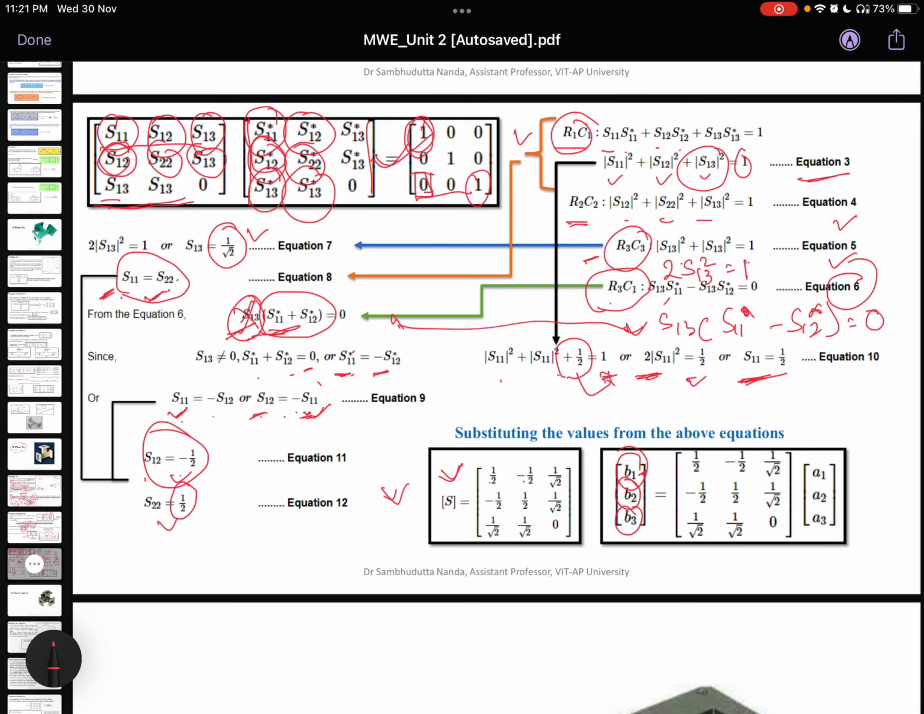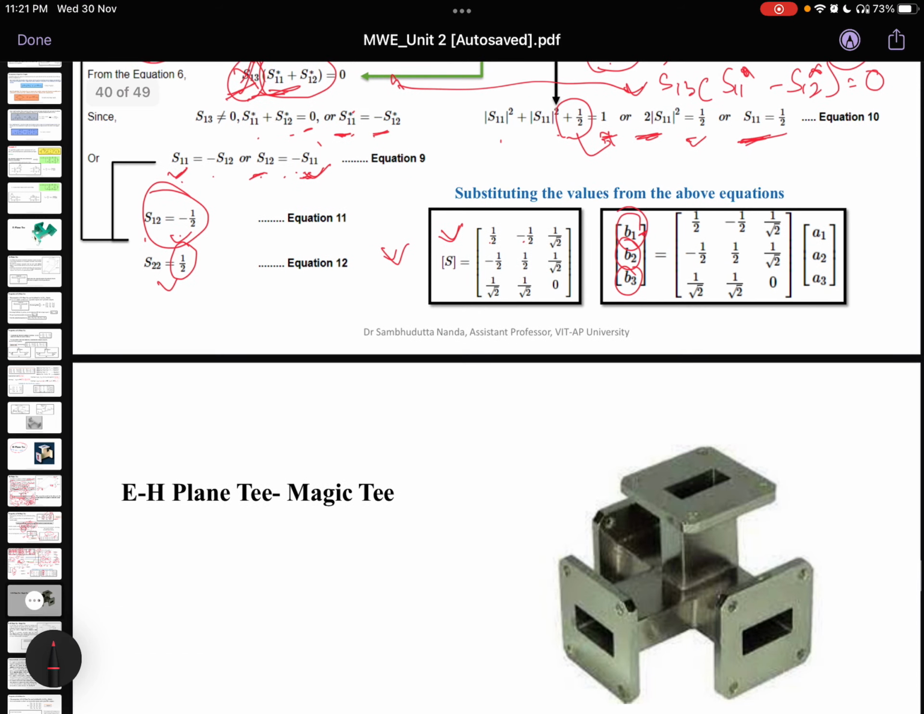In the next video I will show the E-plane Tee and H-plane Tee together, which is also called the magic Tee. So in the next video I will be discussing this. Thank you.